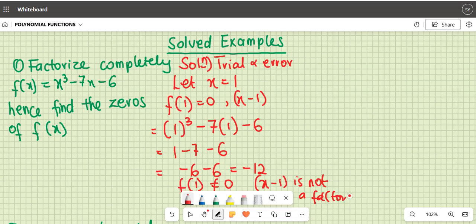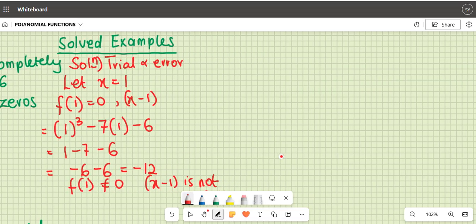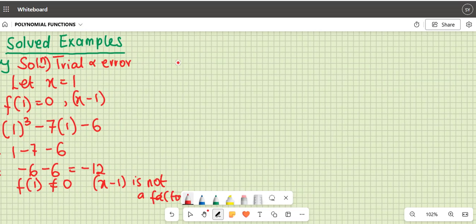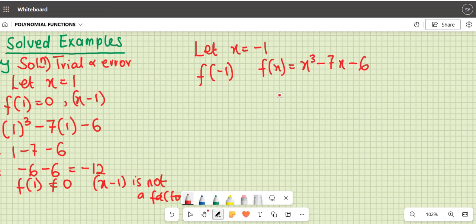So what do we do? If x minus 1 is not a factor, we will move on to, let's say, x equals negative 1. So we also want to check if f of negative 1 will give us 0. Our function is f of x equals x cubed minus 7x minus 6. Let's remind ourselves. So f of negative 1 is going to give us negative 1 cubed minus 7 times negative 1 minus 6. Let's try to compute this.